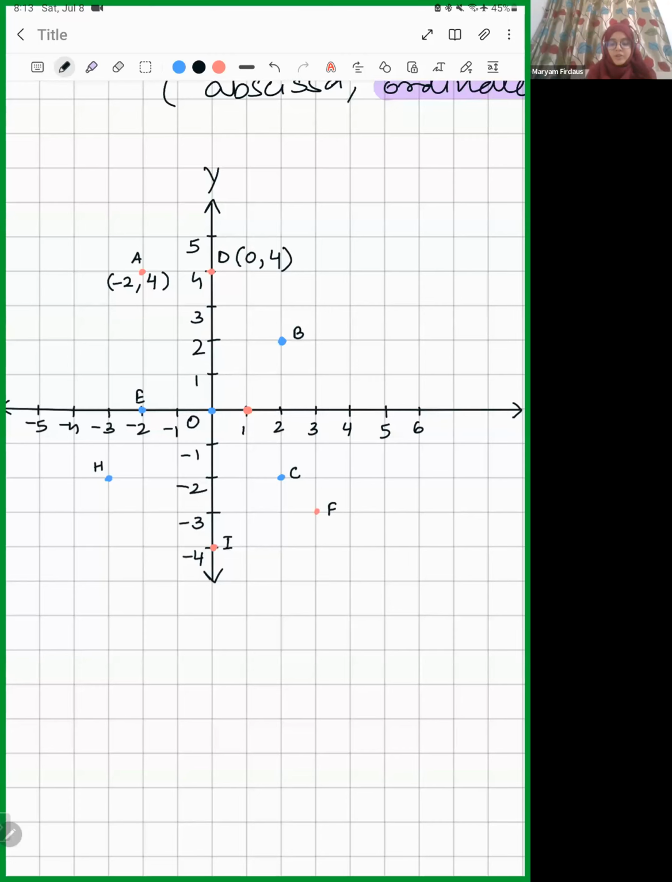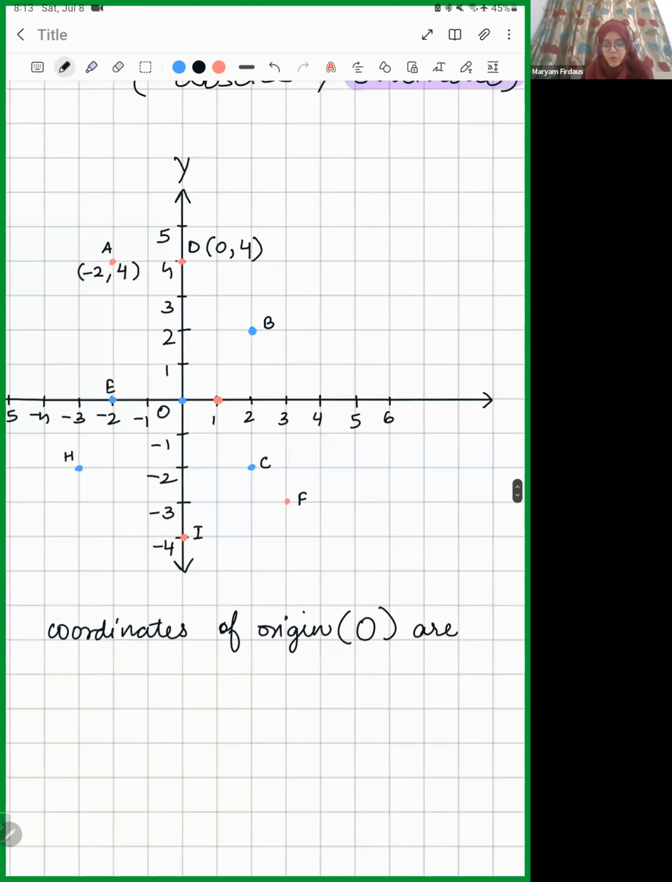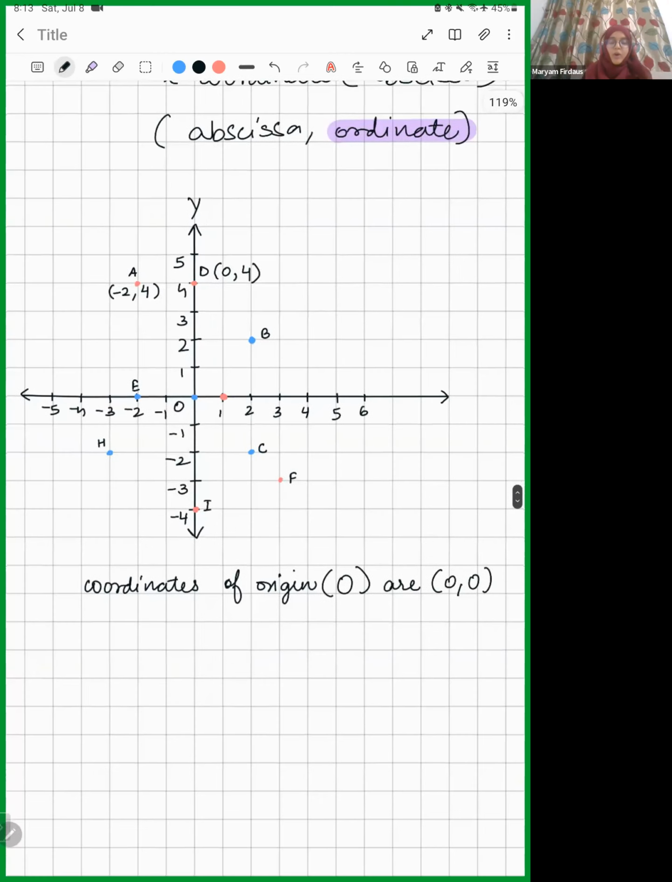So the coordinates of the origin, please note it down. The origin is denoted as O because it also looks like 0. Coordinates of origin are 0, 0. So if anyone asks you, Abdul Rahman, what is the abscissa of the origin? Abscissa of the origin is 0. Very good. Abscissa is 0.